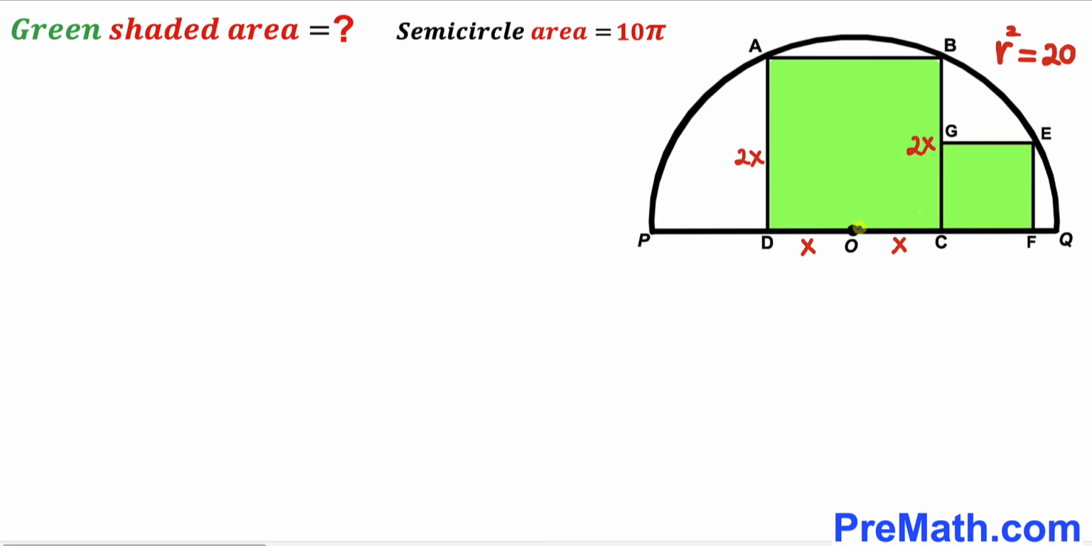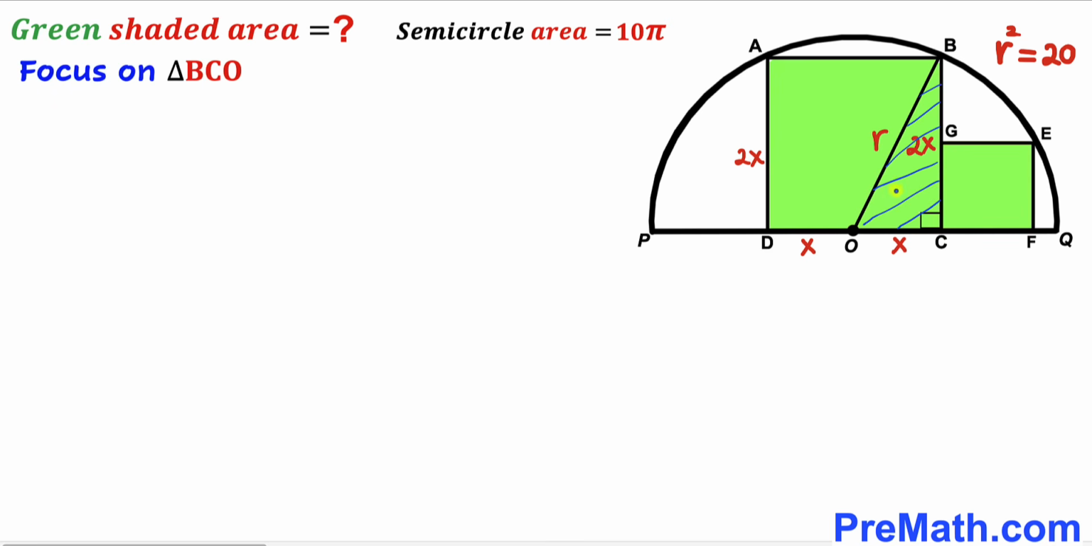In this next step, I am going to connect this center O with this point B, as you can see. Let's make an observation. We can see that this OB is the radius of this semicircle, so I'm going to label this radius as lowercase r. Bear in mind that this angle has got to be a 90-degree angle, since we are dealing with this square.